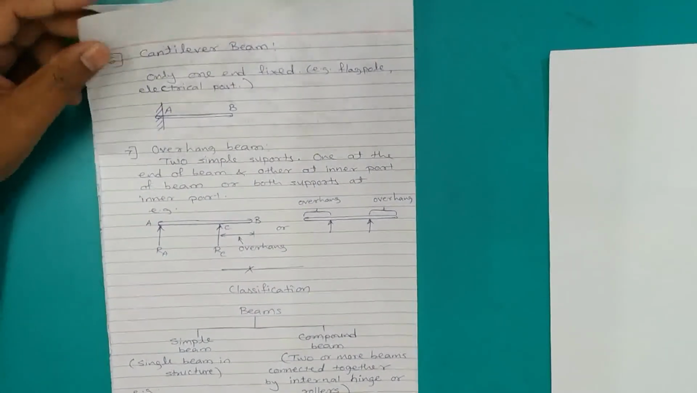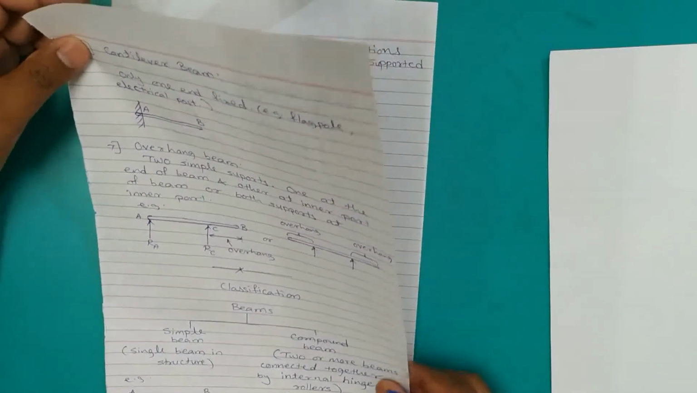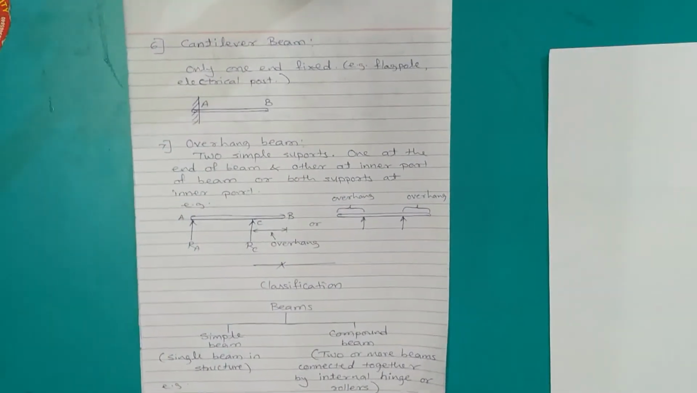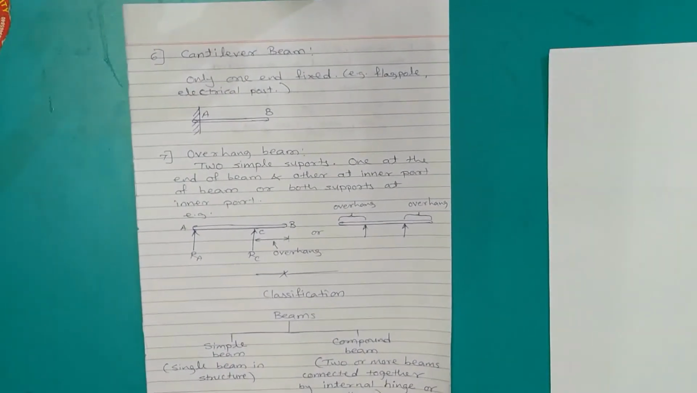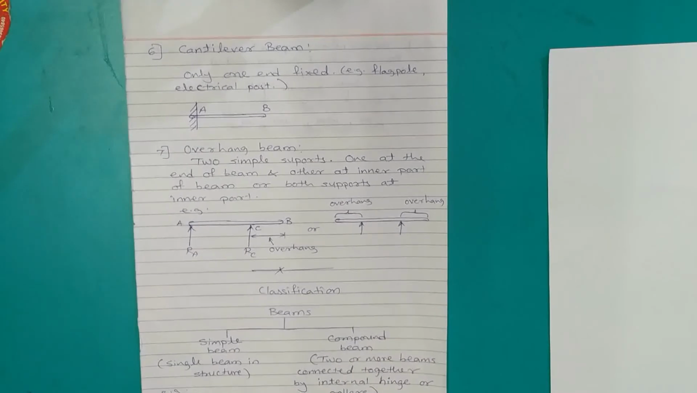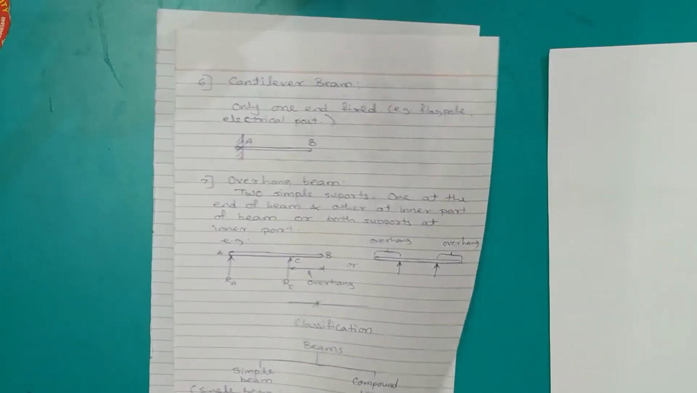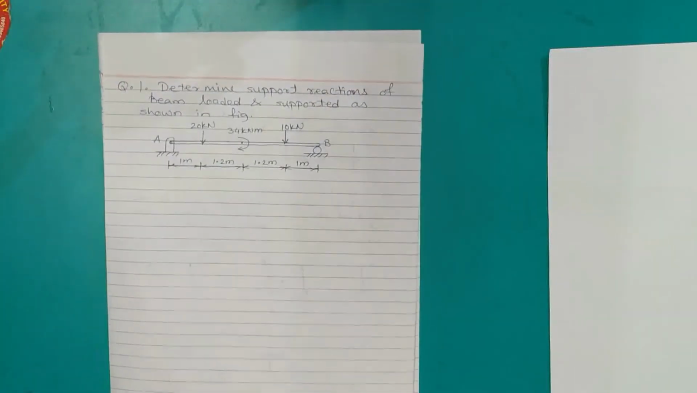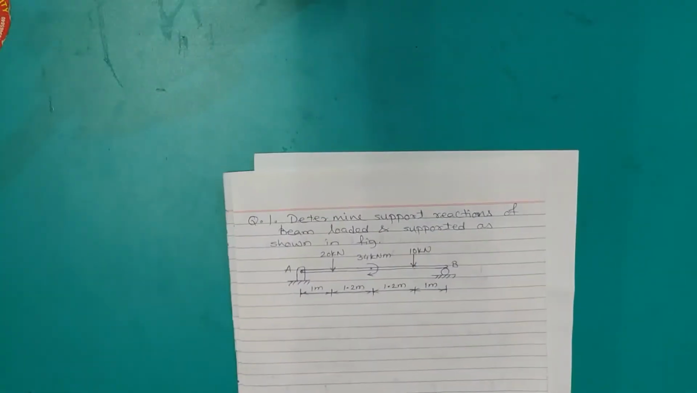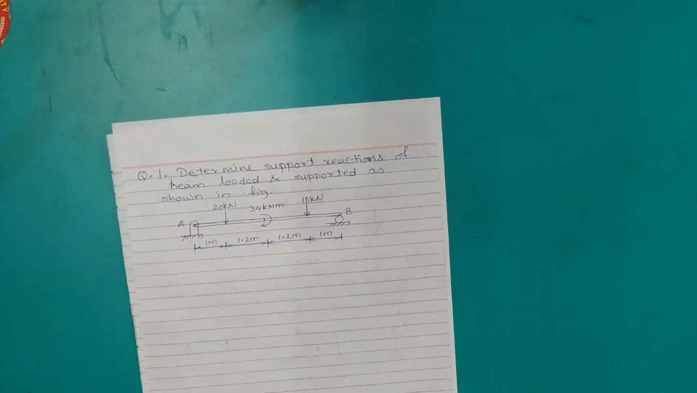Right? Moving to the next part further. I think this is the theory portion which we need to know for solving the numericals of beams. So further, I think we can start solving the actual numericals. Let's begin with question number 1, which says determine support reactions of the beam loaded and supported as shown in the figure.